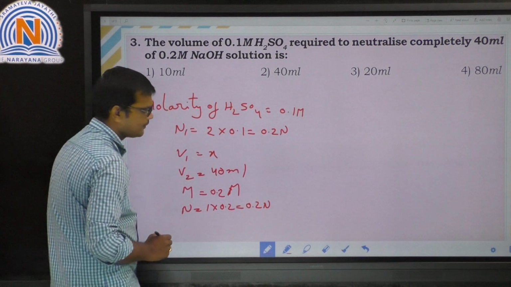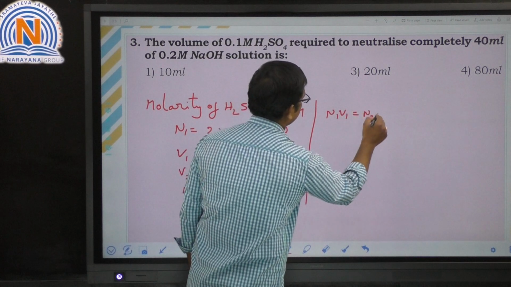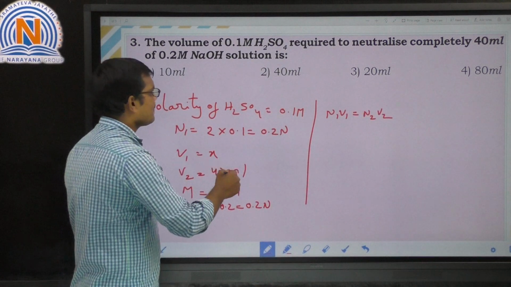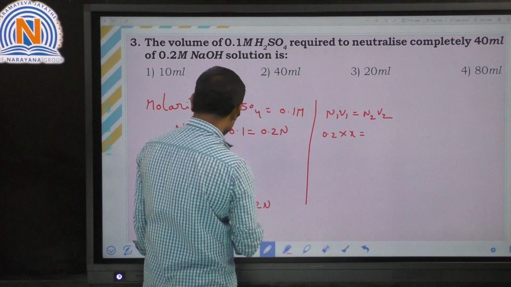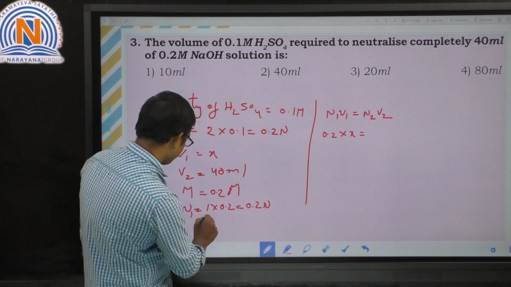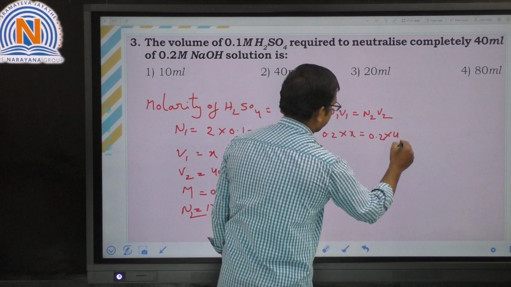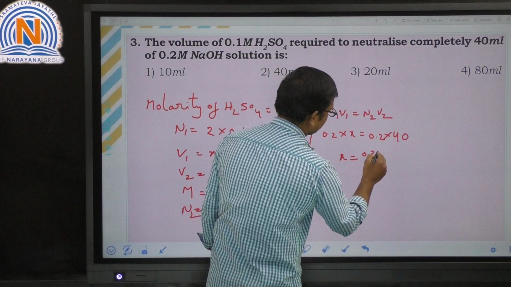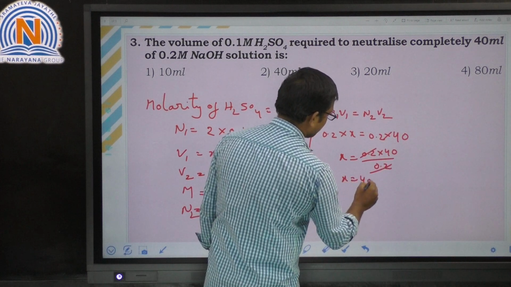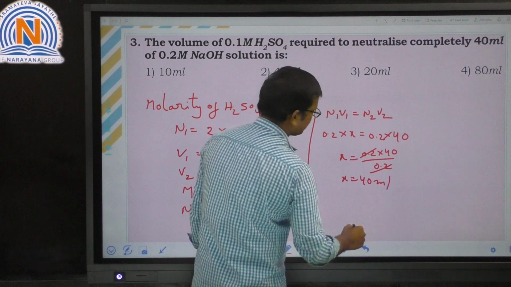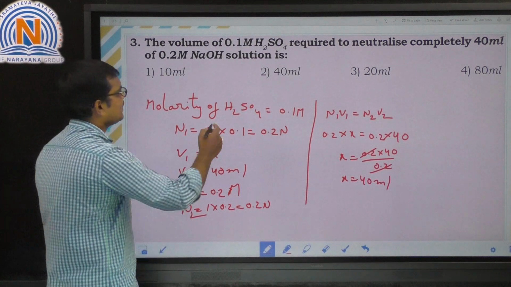So N1 V1 equal to N2 V2. What is N1? 0.2. And what is V1? X. What is N2? N2 is 0.2. And what is V2? Volume is 40 ml. Then 0.2 into 40 by 0.2, and X equal to 40 ml. So the volume of the acid is V1 equal to 40 ml.